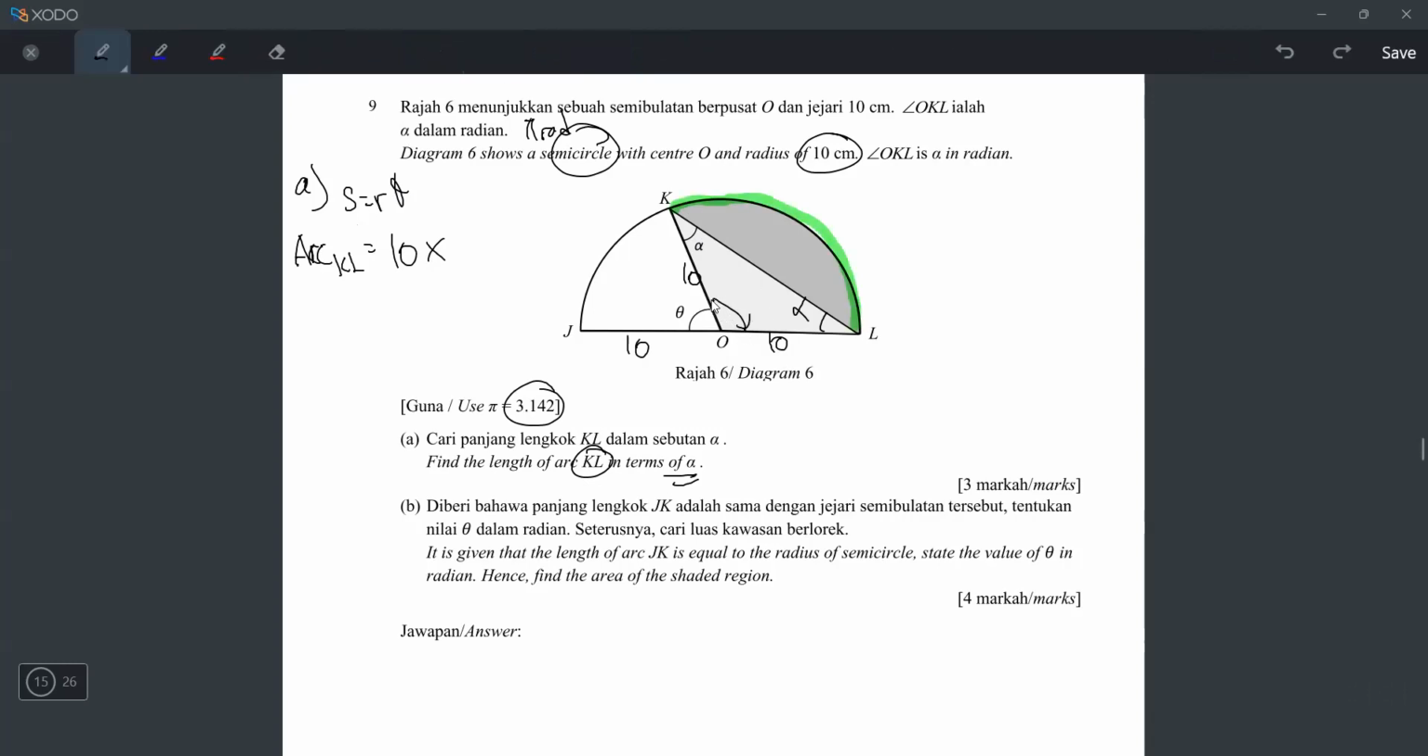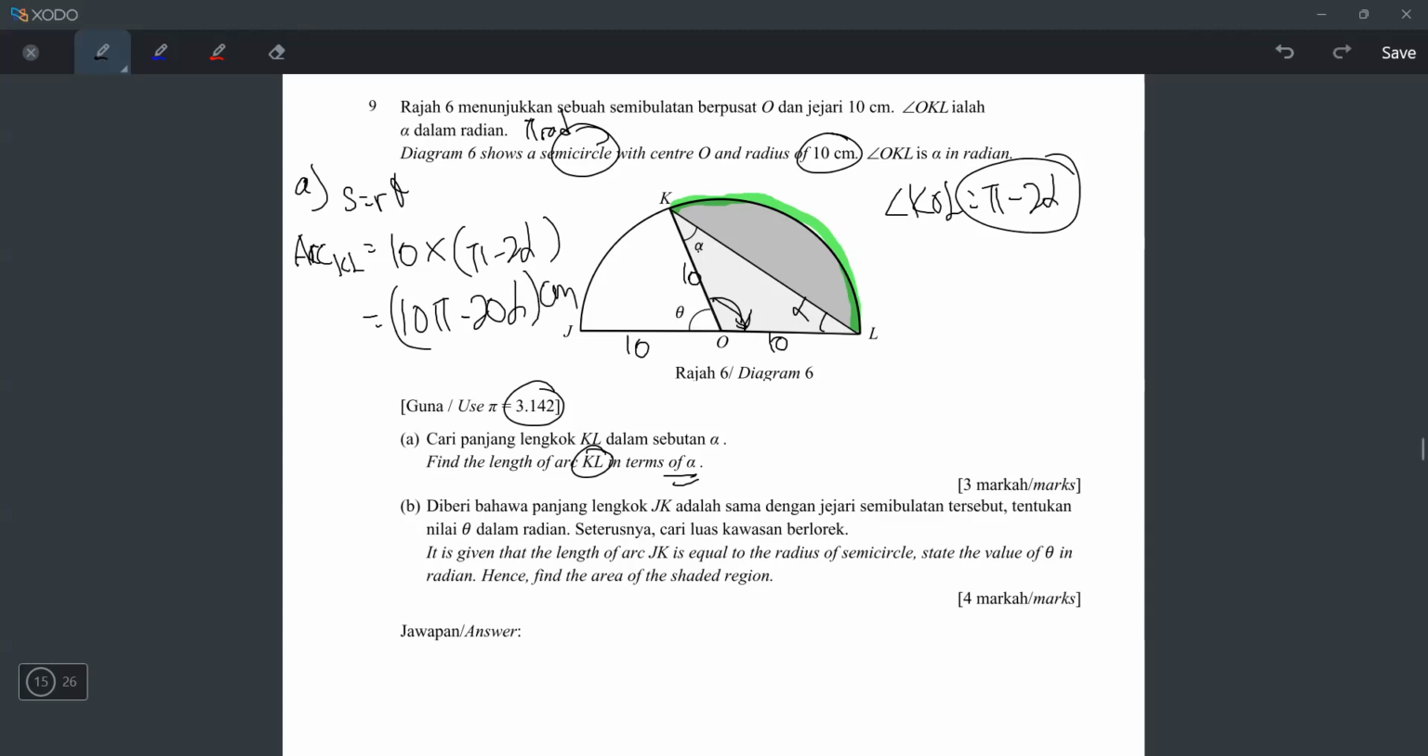But how to get the theta here? Can I take 180 minus 2 alpha? Can, right? Because this is a triangle. So if I want to find angle KOL, I will just take 180. Don't take 180, take pi minus 2 alpha. The reason is because when you find length of arc, the theta must be in radian, right? And we all know 180 degree in radian is pi. So the angle here I will put pi minus 2 alpha. So the answer will be 10 pi minus 20 alpha cm. Okay, so that's the answer.